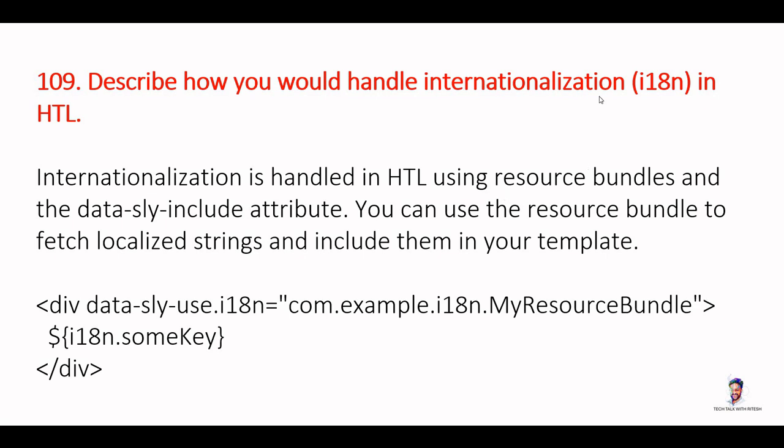Describe how you would handle internationalization, i18n, in HTL. Internationalization is handled in HTL using resource bundles and the data-sly-use attribute. You can use the resource bundle to fetch localized strings and include them in your template. So what we will do, we have just used data-sly-use i18n and the path of the bundle, and then we are using it.